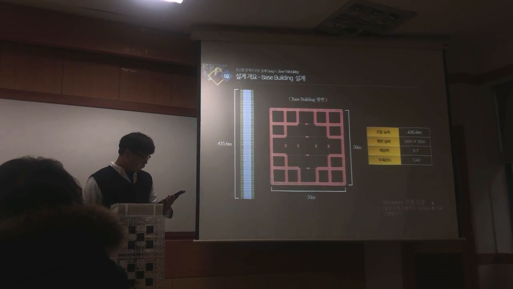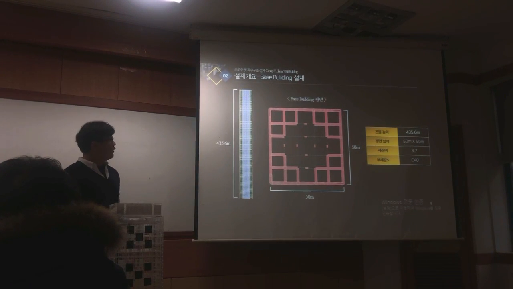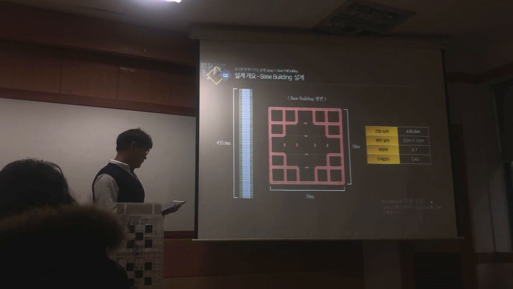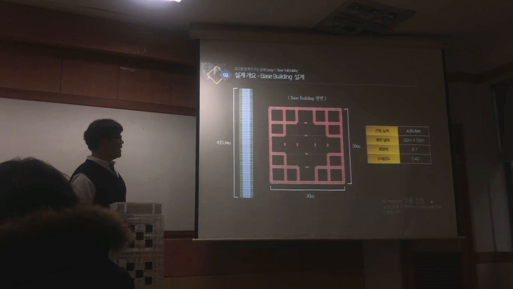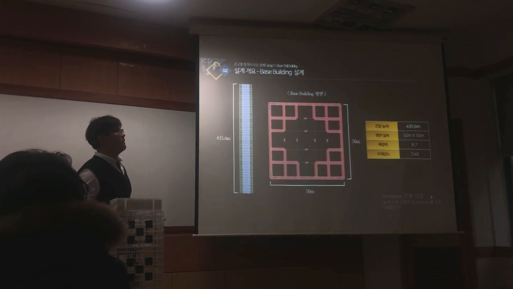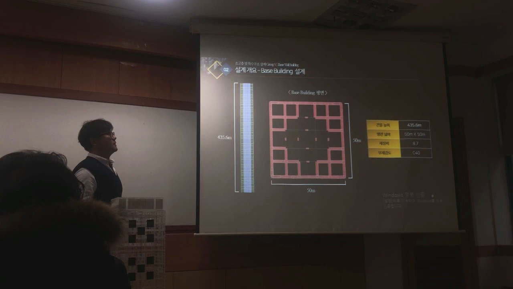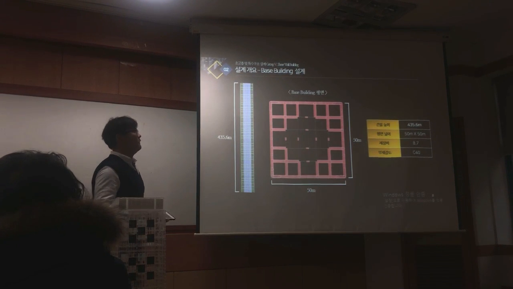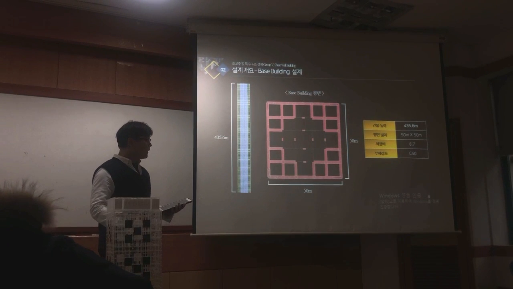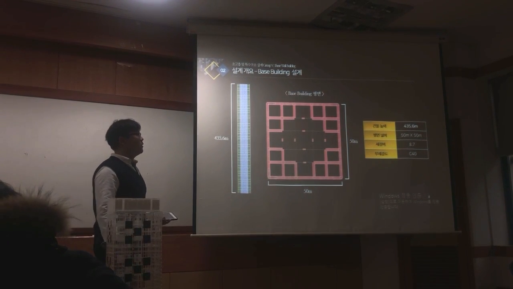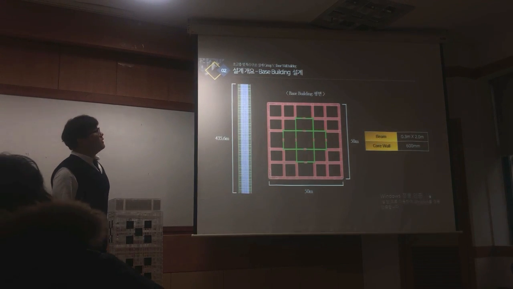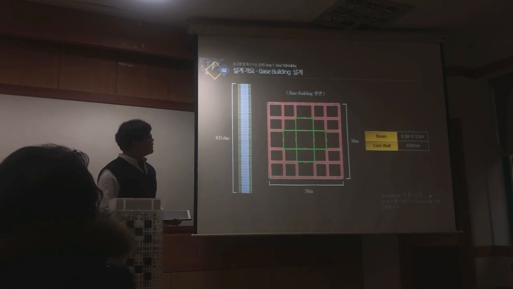And now let's talk about the base building. This picture is a picture from above, and as I said before, its height is 435.6 meters, and its size is 50 by 50, and slenderness ratio is 8.7, and the strength of component is C40. Next, please.